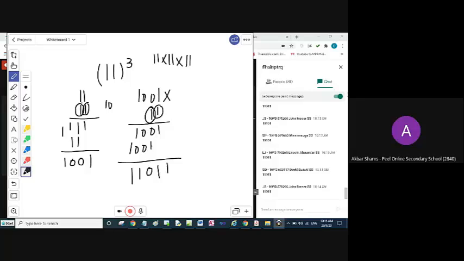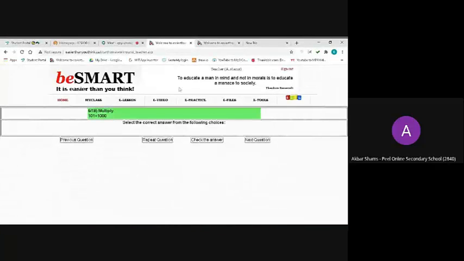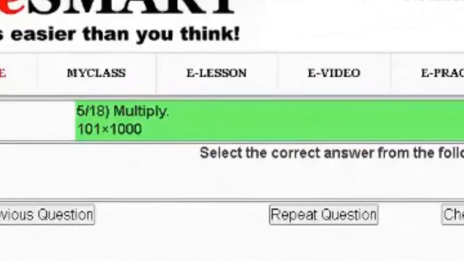Now, to check if the answer is correct, remember 11 in decimal is 3. So 3 times 3 times 3 is going to give me 27. Now let's see what this is. 1, 2, 4, 8, 16. This 0 means 4 is gone. So 16 plus 8 is 24, plus 2 is 26, plus 1 is 27, which is correct. It gives us 27. You see, it's easier than you think.